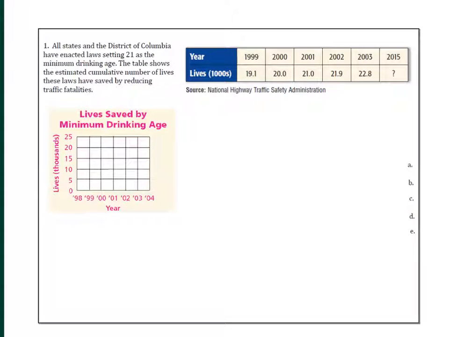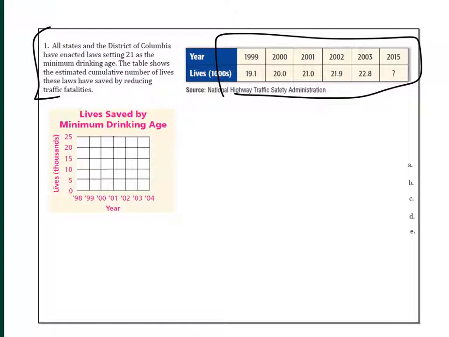Let's get into it here. All states and the District of Columbia have enacted laws setting 21 as the minimum drinking age. This table shows the estimated cumulative number of lives these laws have saved by reducing traffic fatalities. So in 1999, it was 19.1. 2000, it was 20. 2001 was 21. 2002, 21.9. 2003 was 22.8. So you can see it's a pretty flat line going along there.